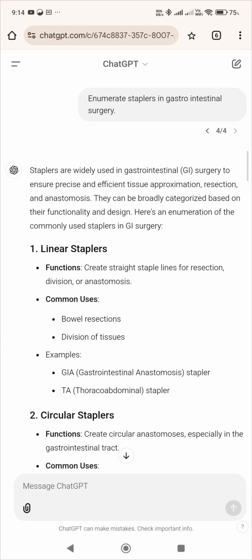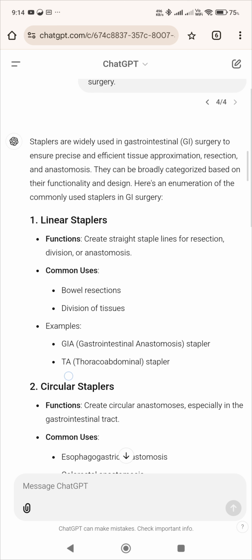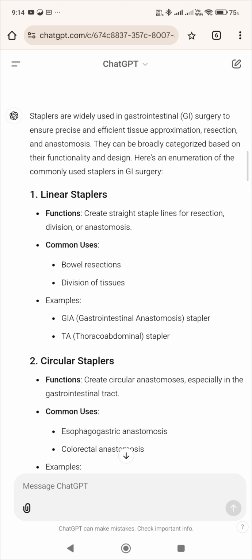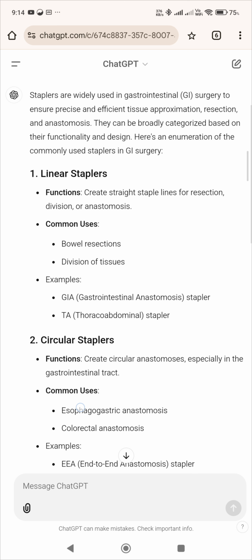Staplers are widely used in gastrointestinal (GI) surgery to ensure precise and efficient tissue approximation, resection, and anastomosis. They can be broadly categorized based on their functionality and design. Here's an enumeration of the commonly used staplers in GI surgery. 1. Linear staplers. Functions: create straight staple lines for resection, division, or anastomosis.